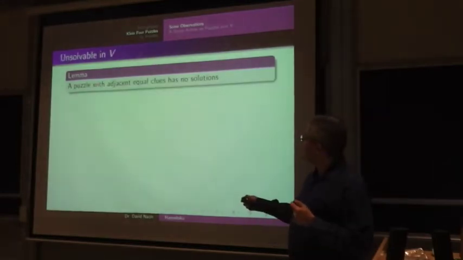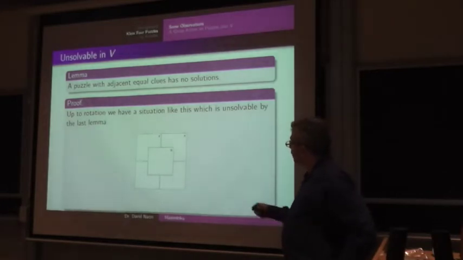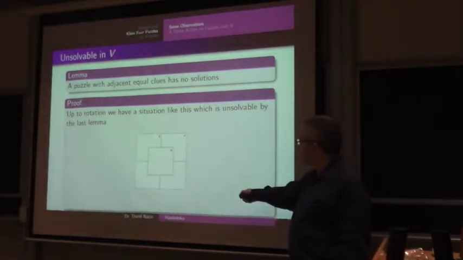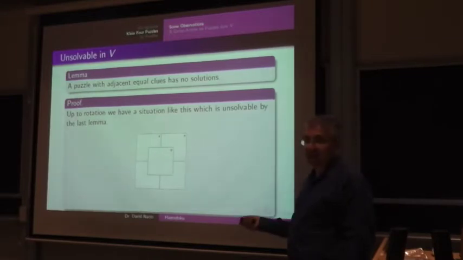But we immediately get this lemma, which is really strong and definitely not true in Z4: adjacent equal clues imply no solutions. For example, if these 2 are adjacent, we see that if I were to force a line here, this would have to be the identity, and we just said we can't have a 2 cage with the identity as a clue. So no solutions if we have adjacent equal clues.